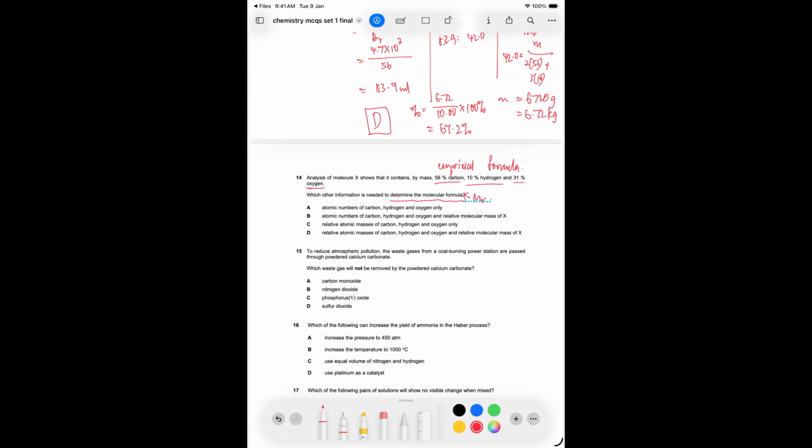Atomic number. Yes, this is the one. You need the relative molecular mass of X, which is this one. So you need D. Answer will be D.